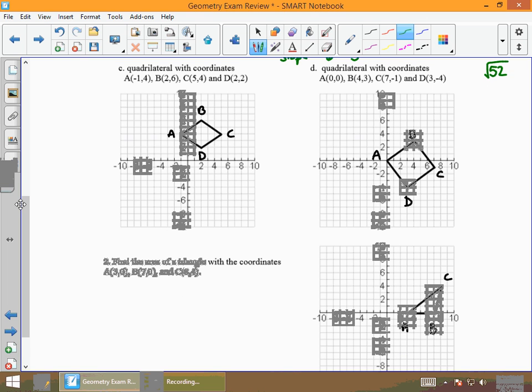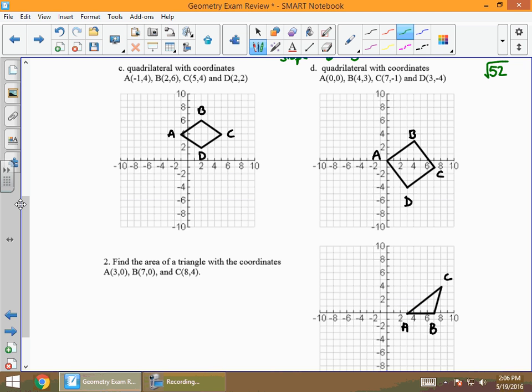Let's go ahead and jump down and take a look at C. Here's a quadrilateral. So again, I'm going to just take a look at AB. And I'll do slope on this side, and I'll do distance on this side.